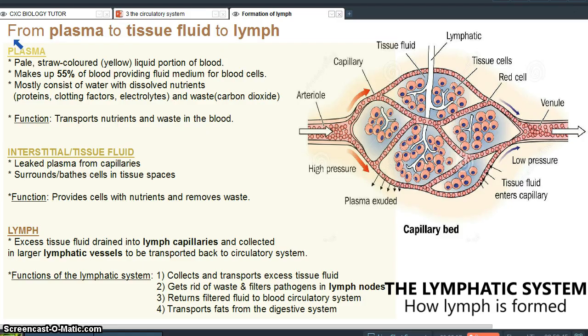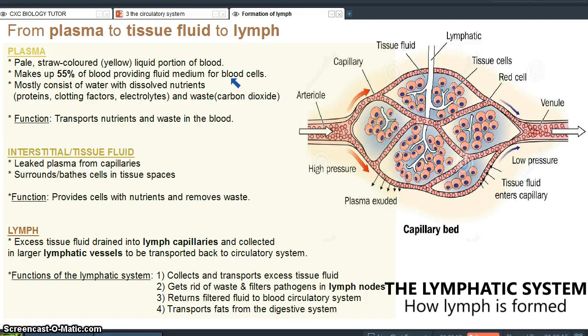So I have here a title, from plasma to tissue fluid to lymph, because lymph doesn't form automatically on its own. It really begins with the plasma. The plasma is that pale straw-colored or yellow liquid portion of blood. It makes up 55% of blood, and it provides the fluid medium for blood cells. So when we talk about blood, we would mention plasma along with the blood cells.